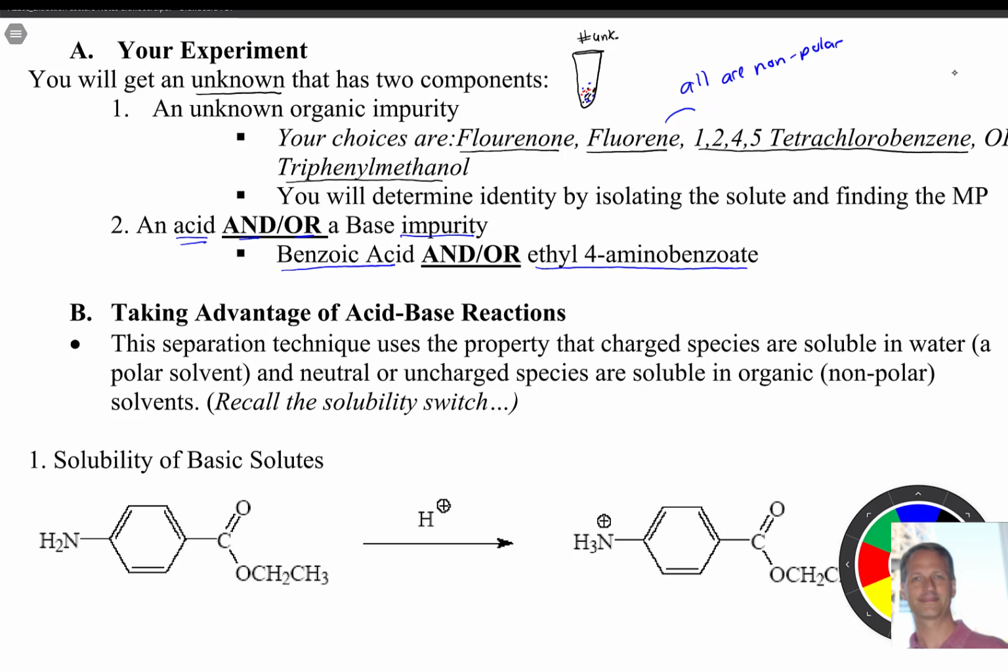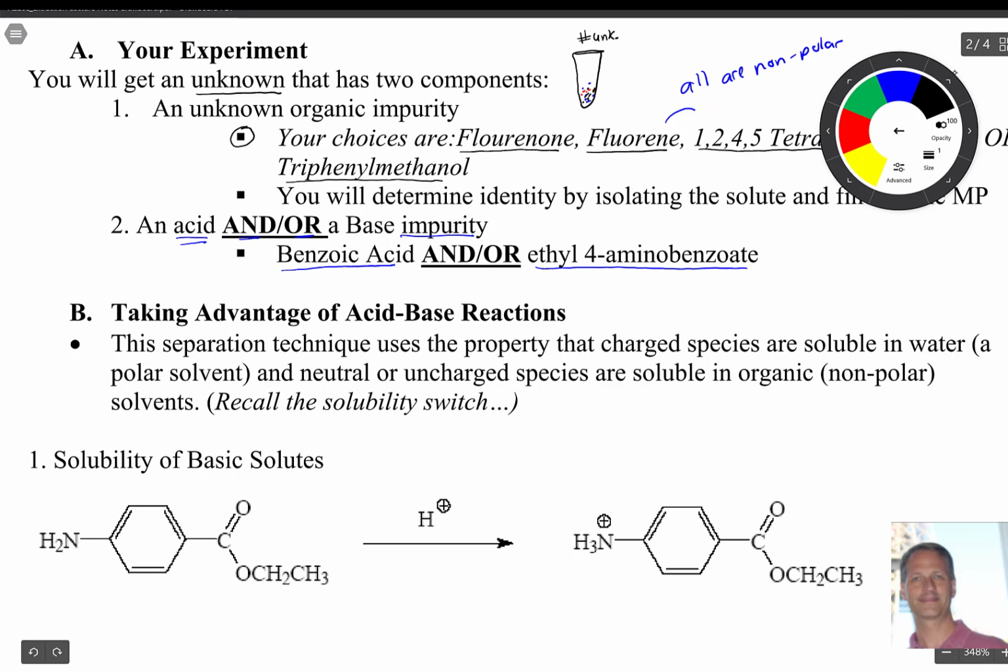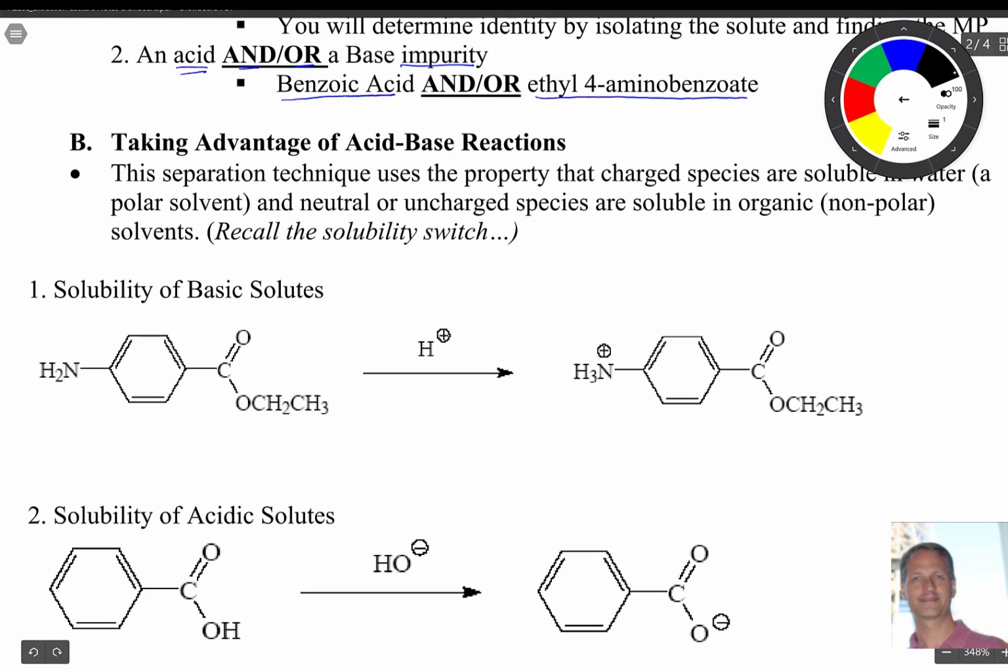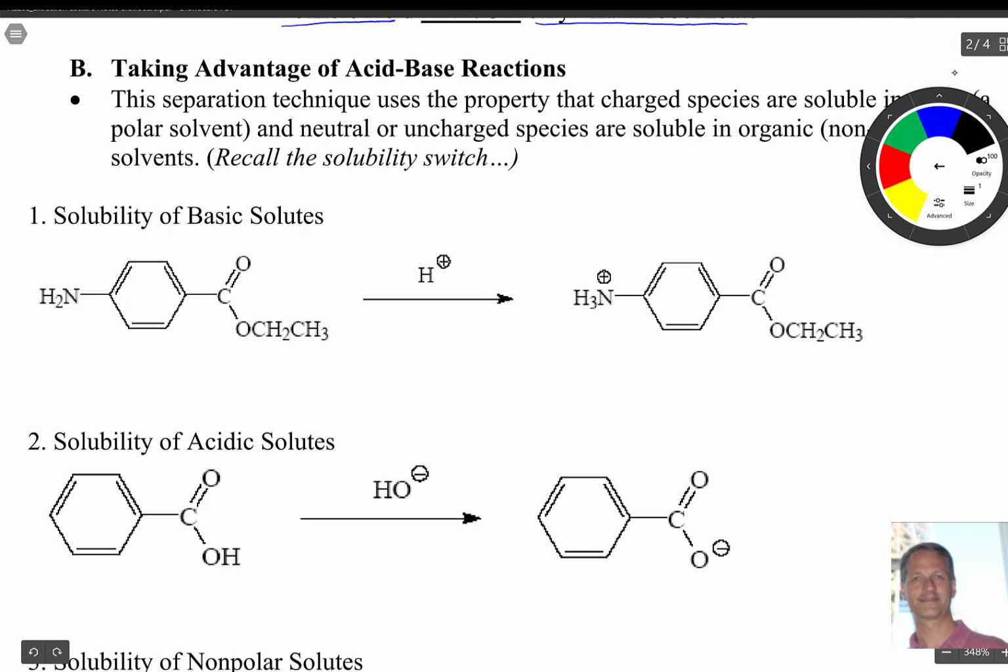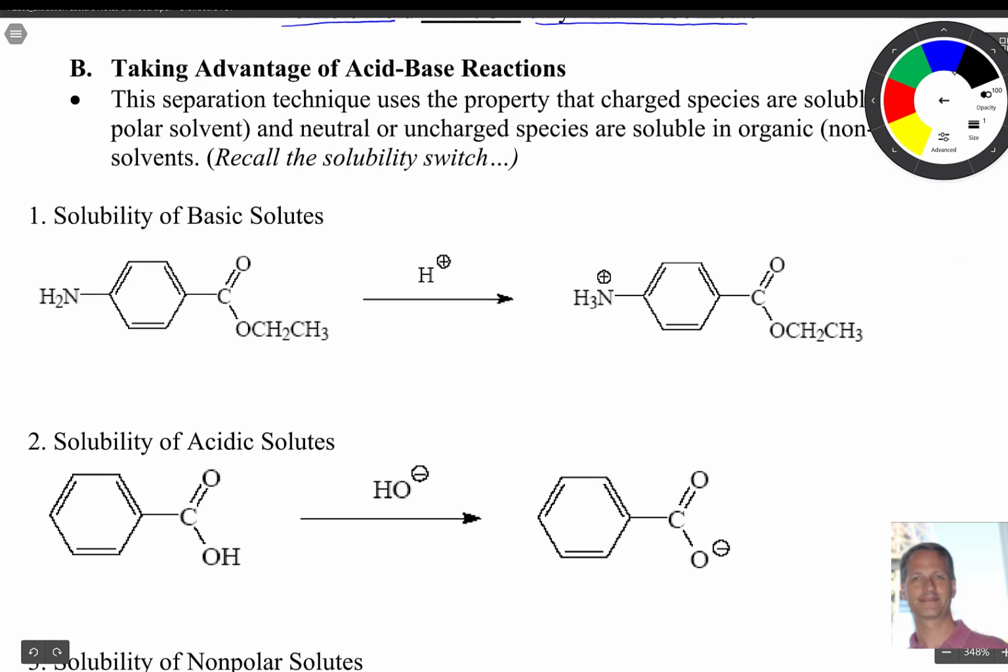Okay. So on the next page here, we're going to walk through something called a separation scheme together. We're going to show how we can purify our unknown, one of these four compounds, from the acid or the base impurity. Now we've already talked about this a little bit. When we do the separation, we're going to take advantage of something that I like to call the solubility switch. With the solubility switch, you look for an acid or a base, and then you utilize acid-base reactions to change its solubility.